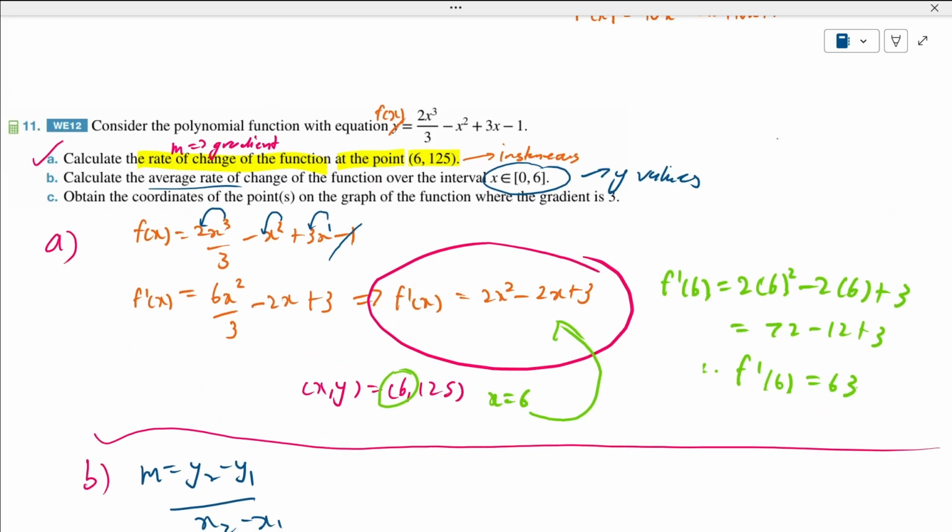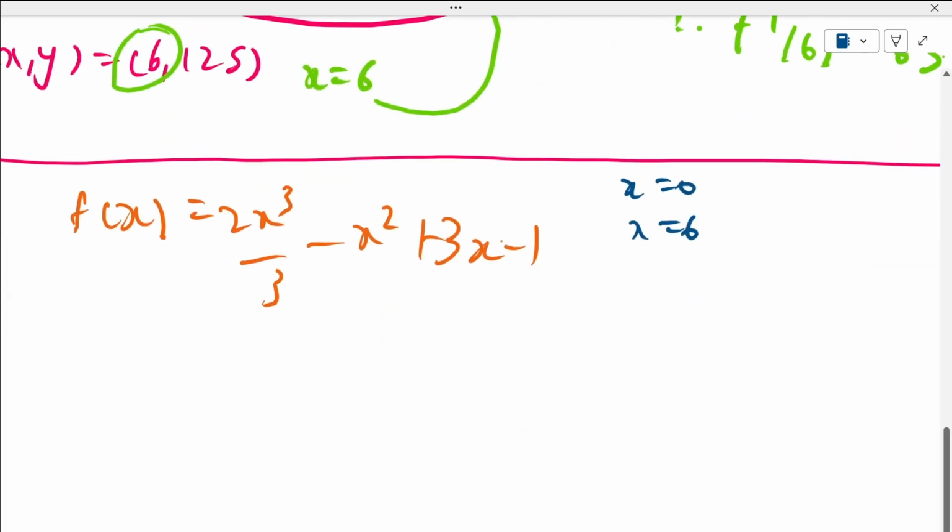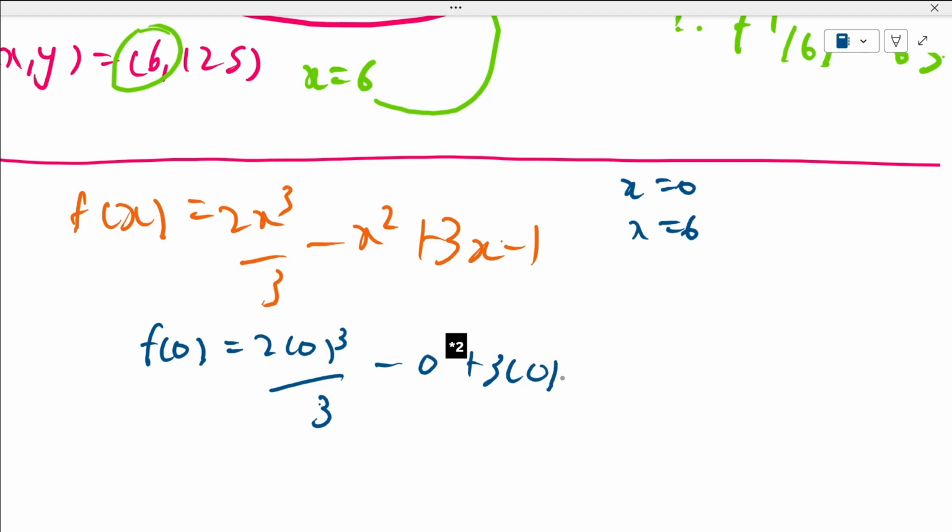Okay, great. So let's go back to our original formula of f of x. We know that we're going to try and find the y values at x equals 0 and x equals 6. So let's just do x equals 0 first. So f of 0 equals 2 multiplied by 0 cubed over 3 minus 0 cubed plus 3 times 0 minus 1. So this one's pretty obvious. F of 0 is going to equal negative 1, which means that the y value at x equals 0 is going to be negative 1.